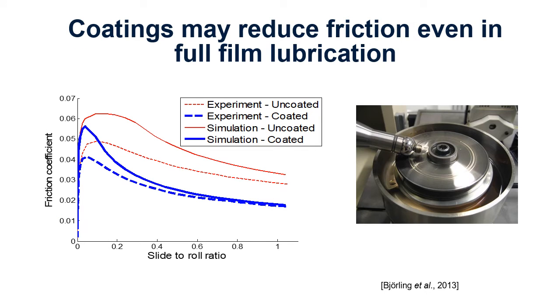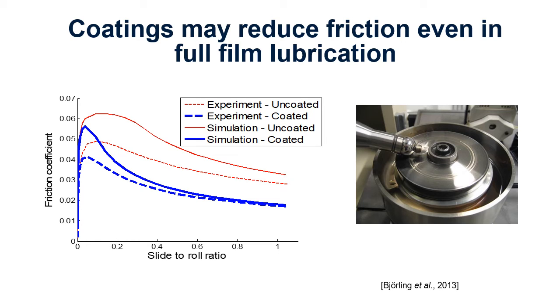Another interesting thing is coatings. Coatings may reduce the friction even in full film lubrication. Normally you use a coating to protect the surface from the other surface. But in full film EHL, we have also shown that it has a great effect on the friction. This is a little bit unexpected, but it can be explained by thermal effects.